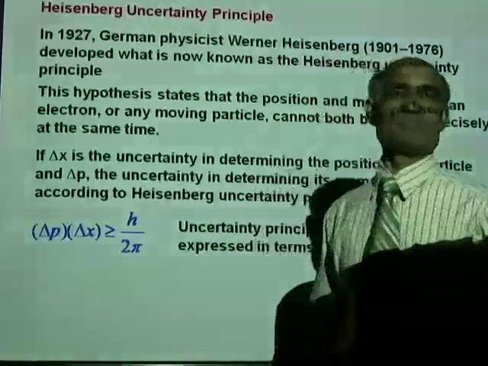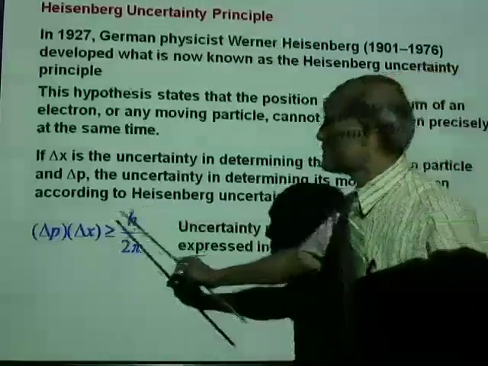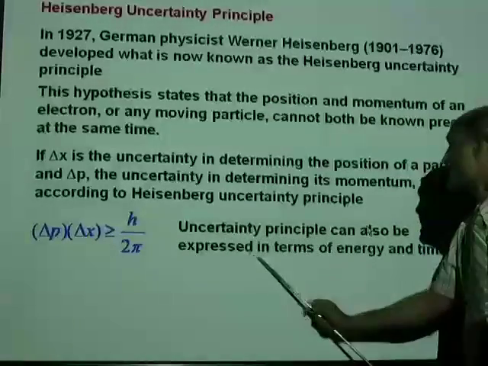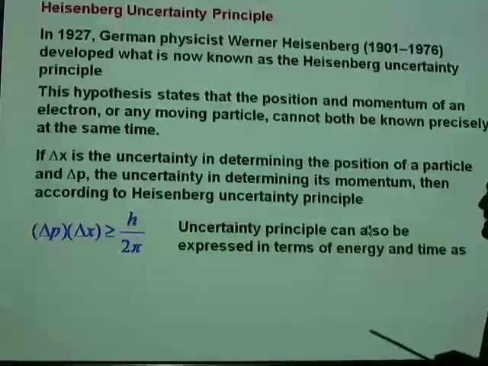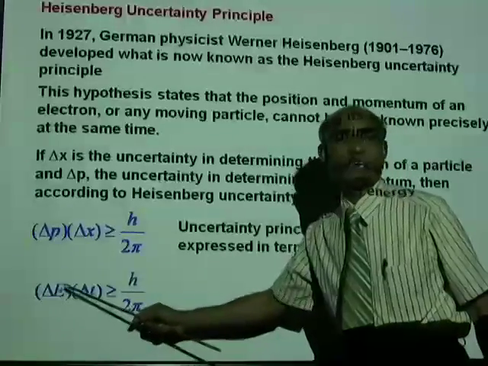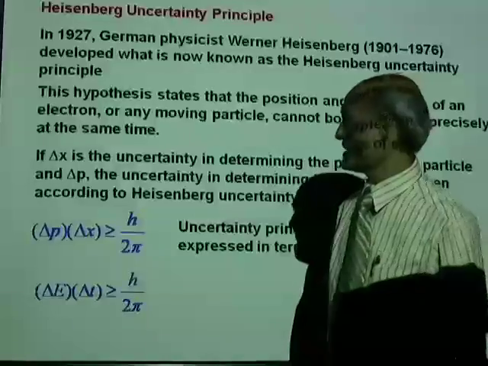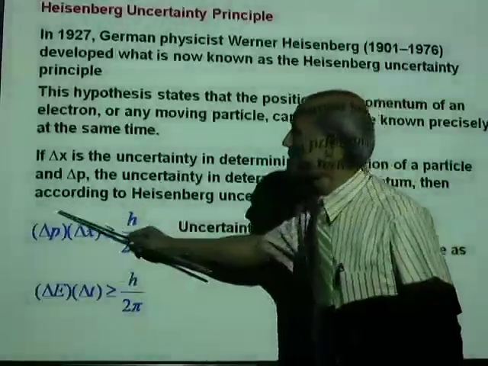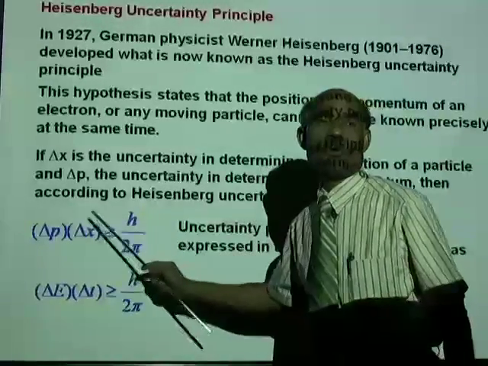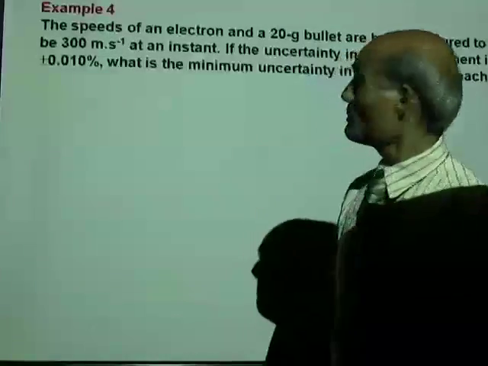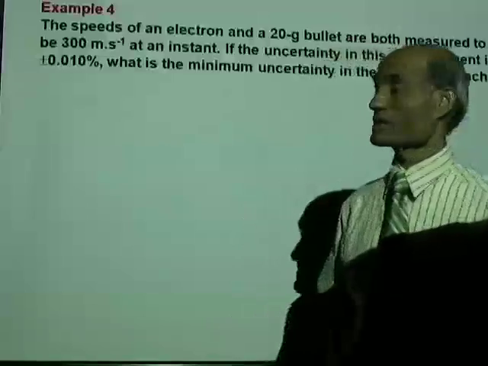All right. Now this can also be written in terms of the energy and time like this: delta E times delta t is greater than or equal to h over 2 pi. Well, we will be using mostly this form of the uncertainty principle. Well, let's do a problem and see how that looks.